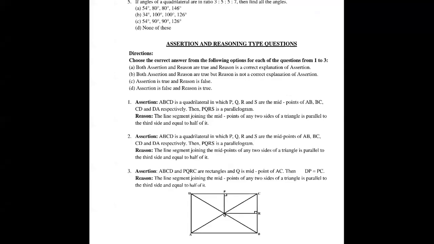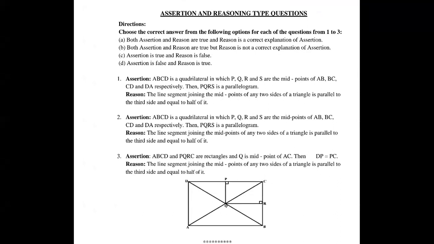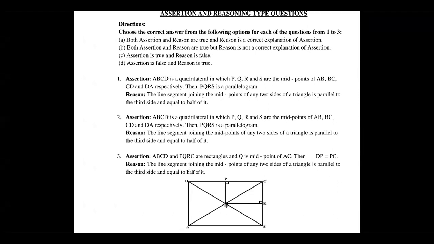Last part left, okay? Assertion reasoning type equations. What does assertion mean, beta? It's a statement with this kind of information. What they are going to assert, that is the assertion, and the second thing is reasoning. So there are two types of things in here. One is assertion.